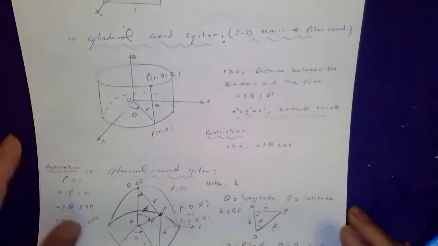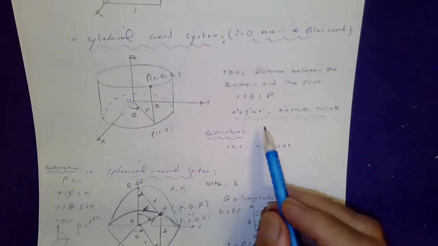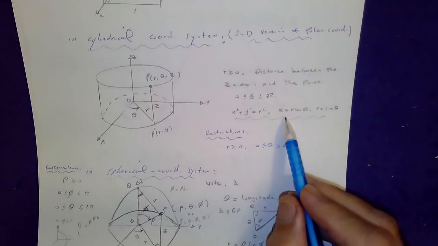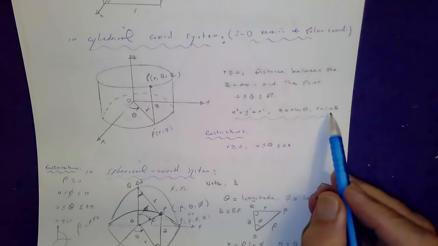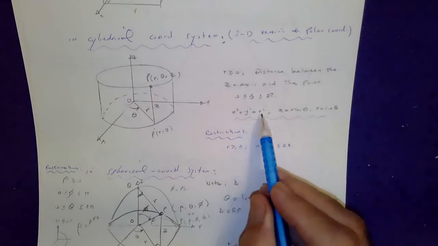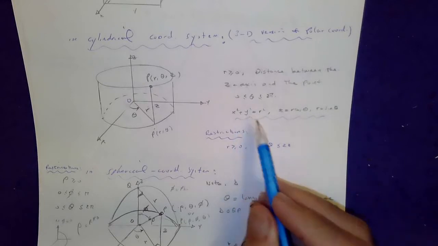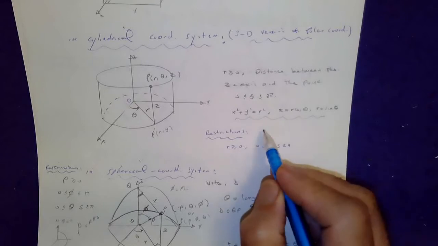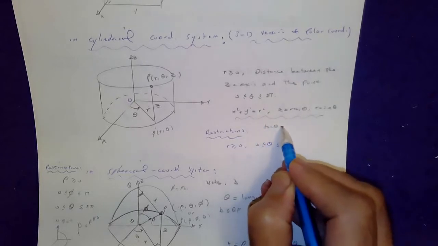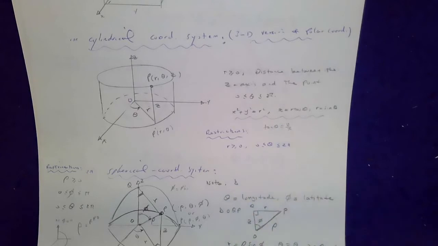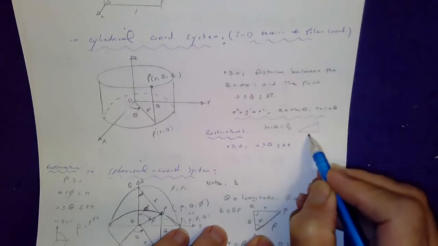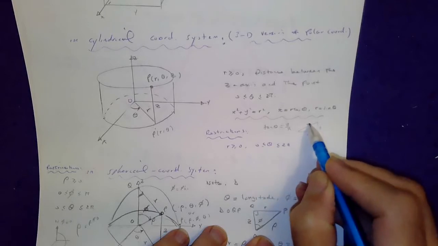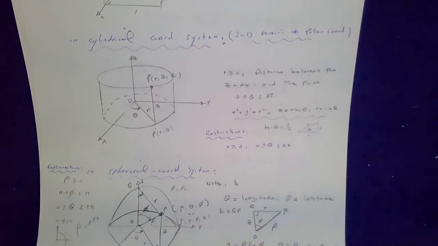Now, going back to the cylindrical coordinate system, you remember the conversion formulas. x equals r cosine theta, y equals r sine theta, r squared is equal to y squared plus x squared, and tan of theta is y over x, correct? You remember this magic triangle right here, and that's basically where I'm getting my relationships from.